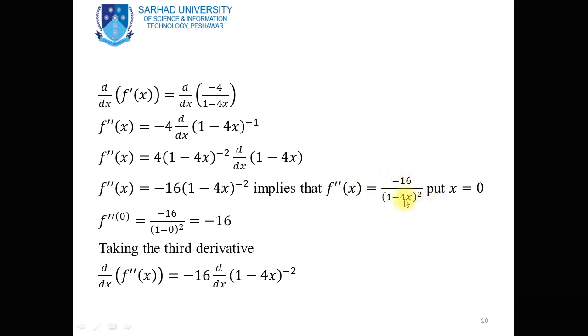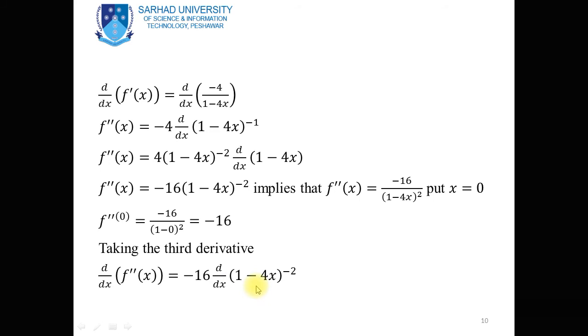Now putting x equal to 0 in this result, we obtain the second order derivative of the function at x equal to 0, which is equal to minus 16 divided by 1 minus 0 whole square, which is equal to minus 16. Now for the third order derivative, taking again the derivative of this second order derivative with respect to x, we will obtain the third order derivative.